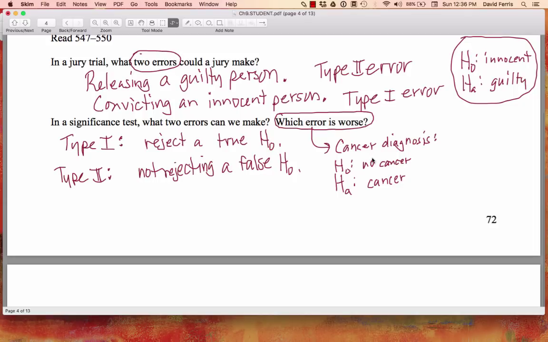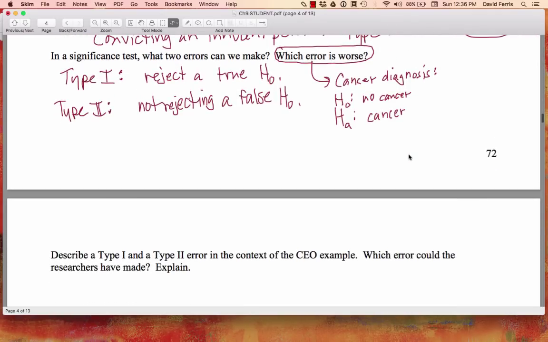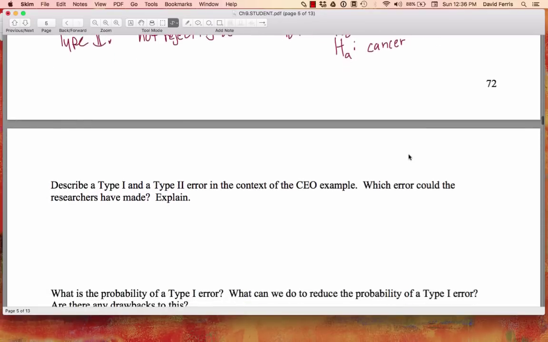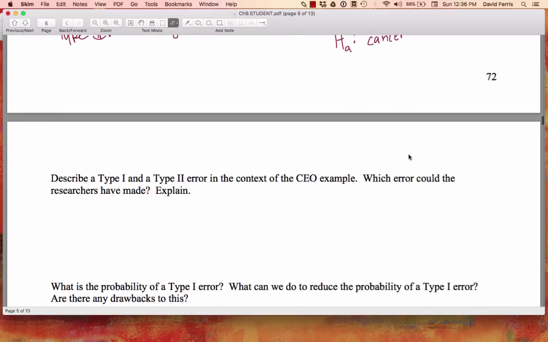So I don't know which is worse. I suppose maybe type 2 is worse because somebody that has cancer doesn't get treated, but it's also bad to be told you have cancer when you don't. So in that case, I suppose a type 2 is worse than type 1 with cancer. So you have to look at each scenario probably independently to see which one in your mind would be worse.